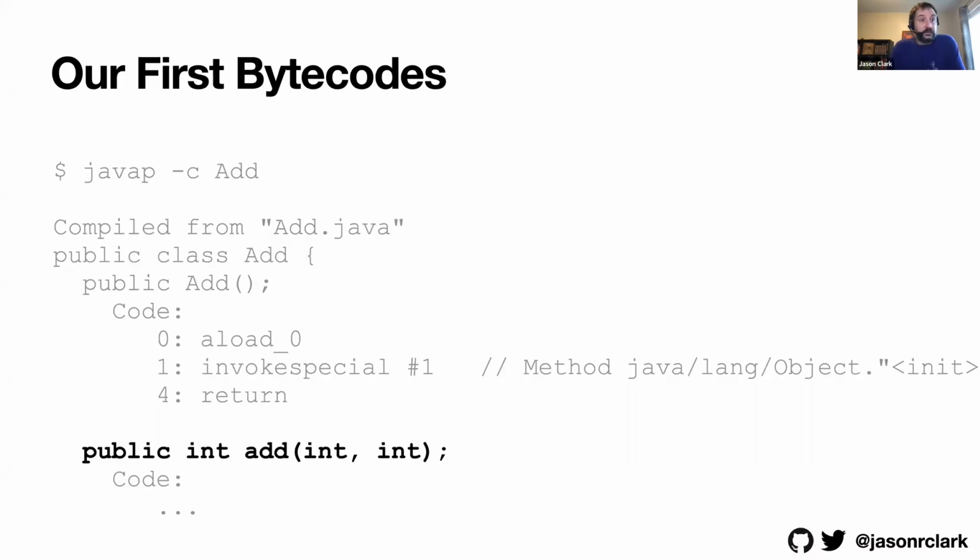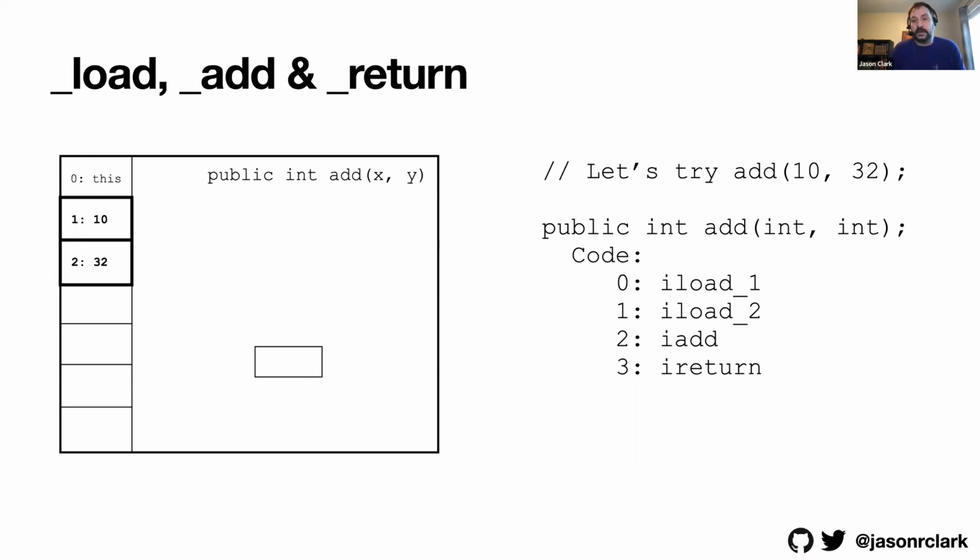So for us, the hook that we recognize is down there towards the bottom: our add method. There's our signature for the method that we had written, and right below that, it will have the code. So let's dig in and look at what the bytecode for this actually looks like.